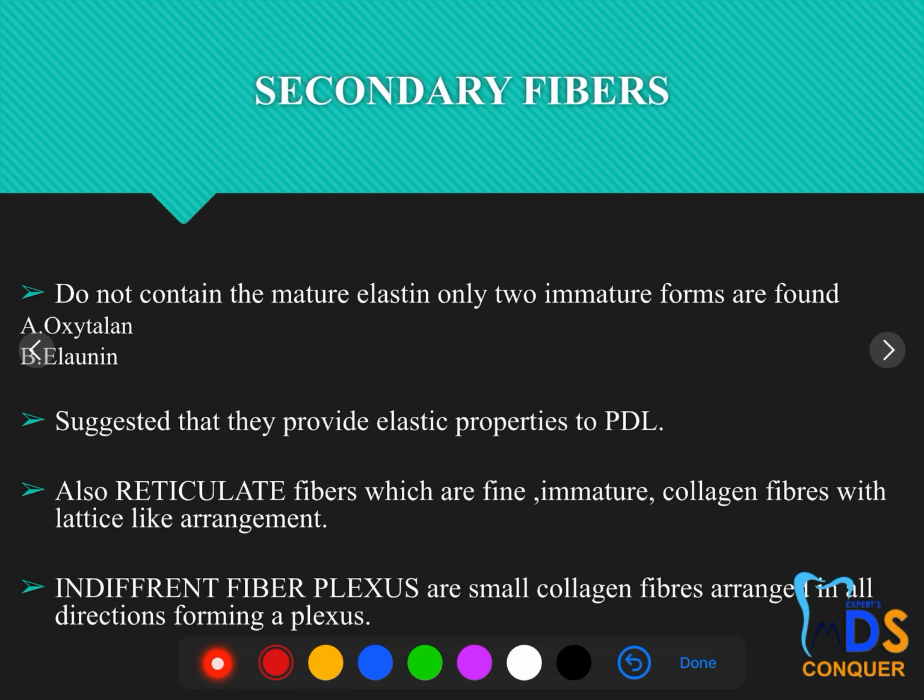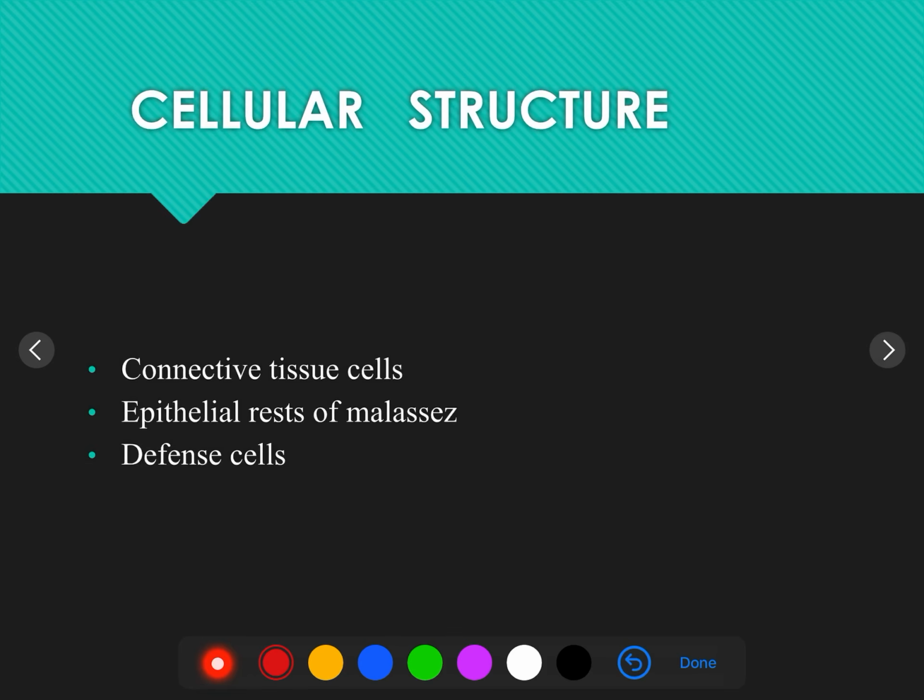Coming to the secondary fibers, whichever are not made up of collagen are considered secondary fibers, and they are formed of oxytalan and elaunin fibers. If it is to be called fibers, then write about principal fibers, write about Sharpey's fibers, write about the secondary fibers, and also include a note about the reticular fibers, indifferent fiber plexus. So we are done with the various types of fibers.